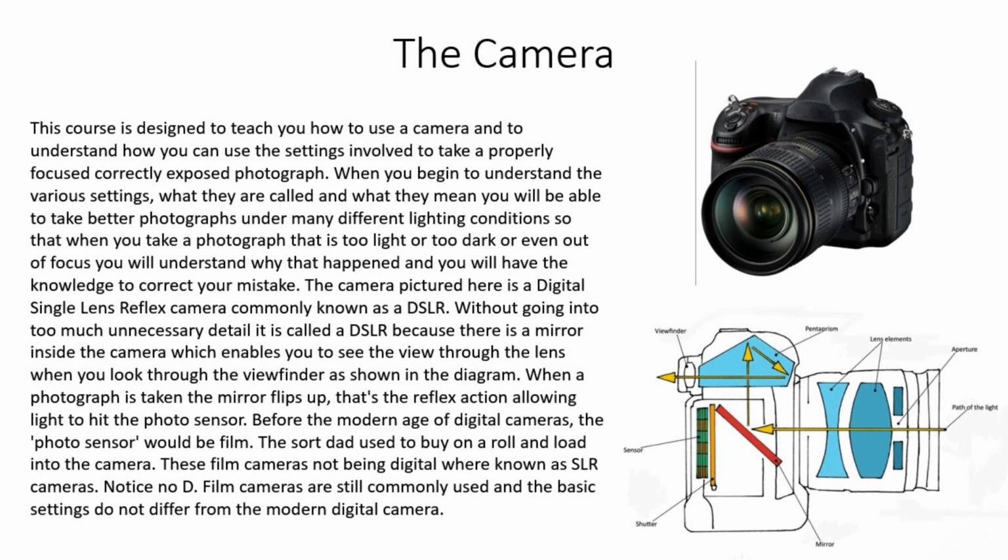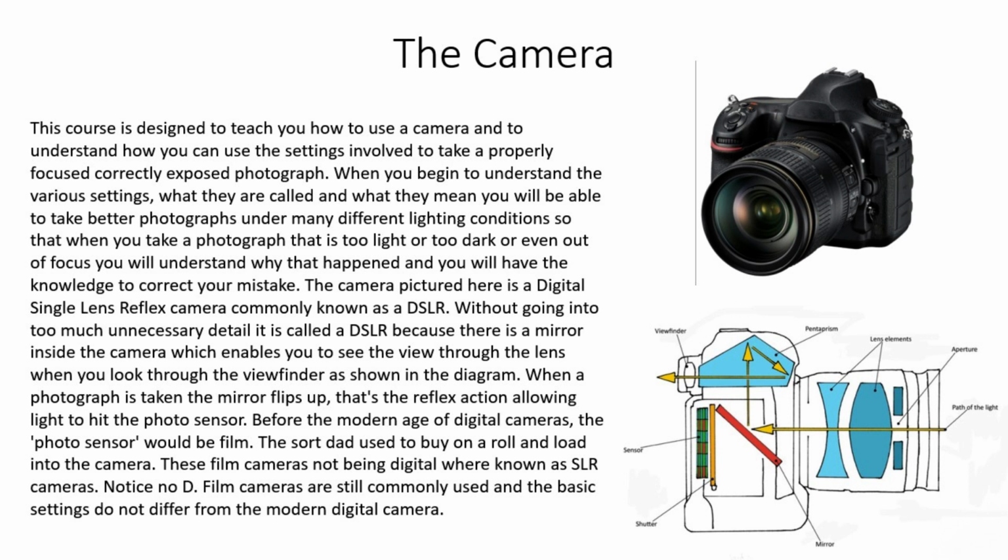The camera. This course is designed to teach you how to use a camera and to understand how you can use the settings involved to take a properly focused, correctly exposed photograph. When you begin to understand the various settings, what they are called and what they mean, you will be able to take better photographs under many different lighting conditions, so that when you take a photograph that is too light or too dark or even out of focus, you will understand why that happened and you will have the knowledge to correct your mistake. The camera pictured here is a digital single-lens reflex camera, commonly known as a DSLR.